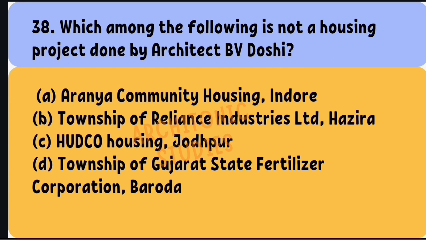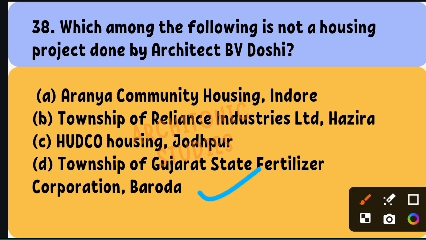Alai Darwaja. Next question: which among the following is not a housing project done by architect B.V. Joshi? Aranya Community Housing; Township of Reliance Industries Limited, Hazira; HUDCO Housing, Jodhpur; Township of Gujarat State Fertilizer Corporation, Baroda. And the answer is C, Township of Gujarat State Fertilizer Corporation, Baroda.